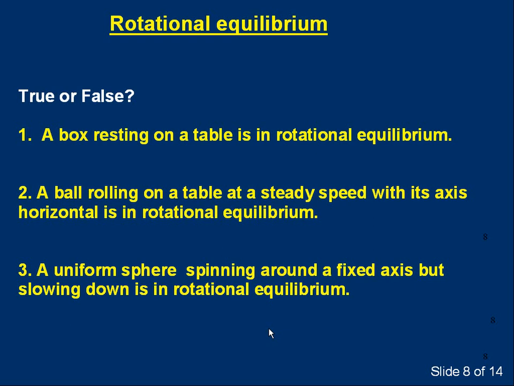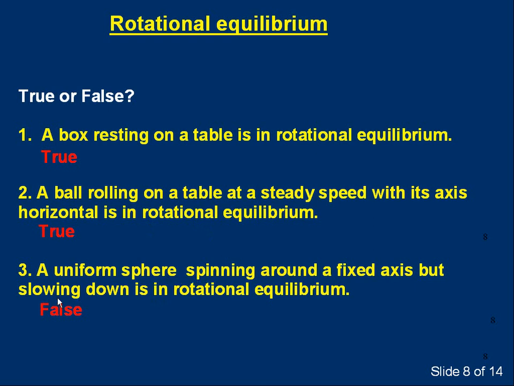The first one, well, if it's just resting on a table, it's not moving at all, it's certainly in rotational equilibrium. This one is a ball rolling at a steady speed, and its axis is horizontal. Is it in rotational equilibrium? Yes, it is. That's a true statement. If it's rolling at a steady speed, its rate of rotation is constant. And if its axis remains horizontal, maybe pointing east to west, then that's a fixed direction. The wording's not absolutely unambiguous, but it's meant to be a fixed direction of an axis. It's a true statement.